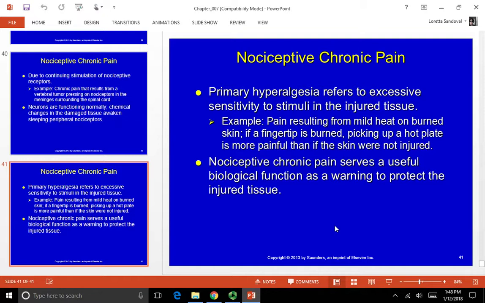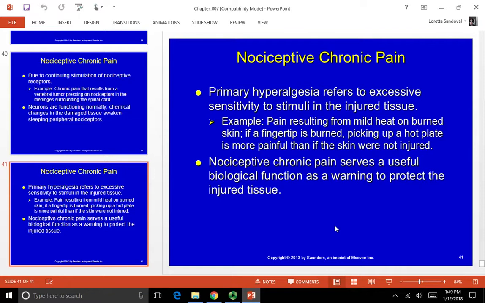Nociceptive chronic pain serves a useful biological function as a warning to protect injured tissue. When we start to talk about neuropathic chronic pain, it does not serve a useful biological function, because we might not have injured tissue. So in terms of chronic pain terminology, primary hyperalgesia is one of the definitions I want you to know. We will talk in chapter 8, when we're talking about neuropathic chronic pain, about three other definitions that I want you to know, and they are in the study objectives.